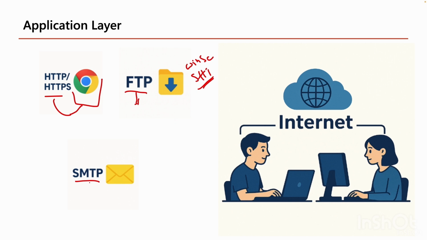SMTP is simple mail transfer protocol. This is for emails, and Gmail or Yahoo or any other mailing system uses the SMTP protocol. That is why you are able to send mails from Gmail even to yahoo.com, right?